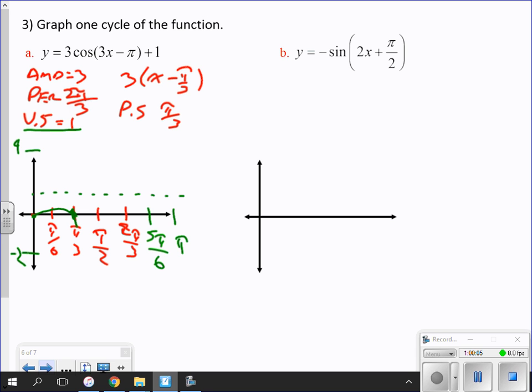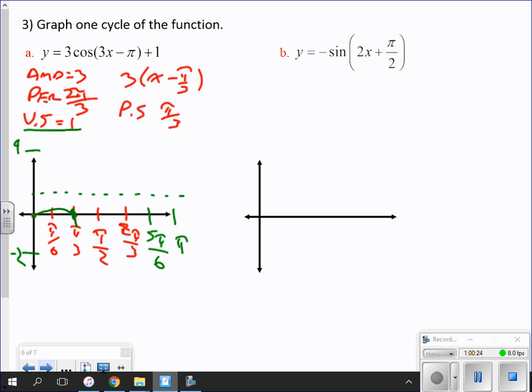We decided it went over to pi. So 2 pi. Yeah, it goes all the way out to 2 pi. But how do we figure that out? Because that's what our phase shift is. It moves it over one third of a pi. Move it over to that spot.